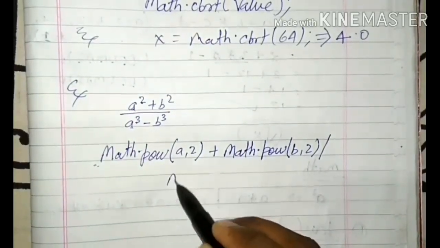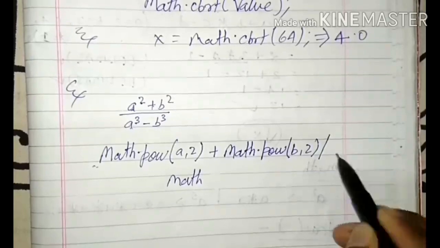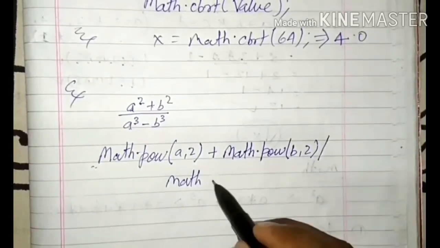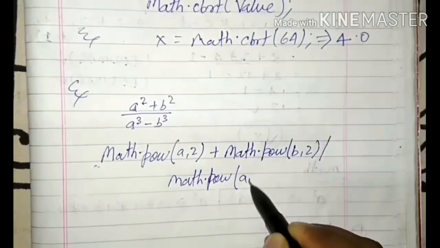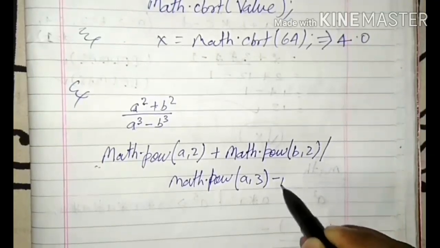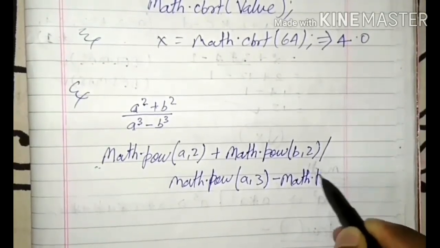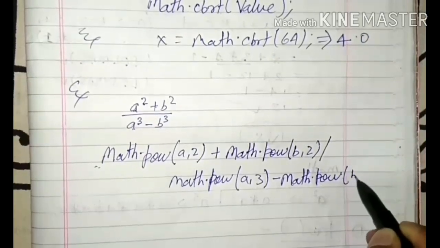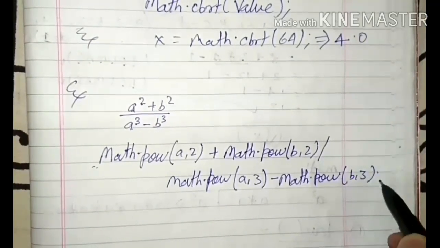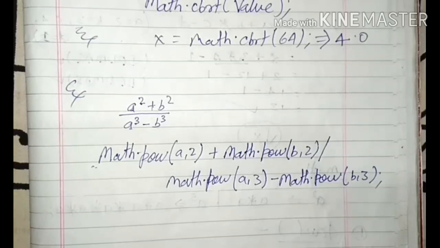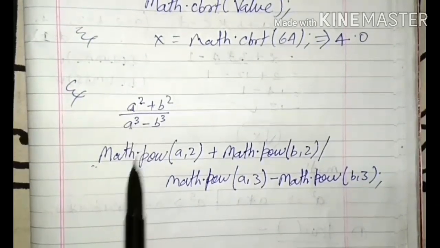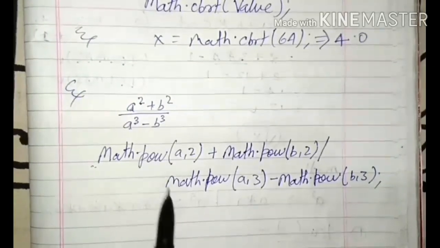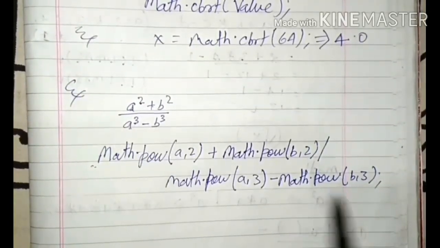Again you can write here. We have to write here, but there is no space, that's why I'm writing downside. Math.pow(a, 3) minus Math.pow(b, 3). Okay, now you can see all the parts have been written: a square, b square, and then a cube minus b cube.